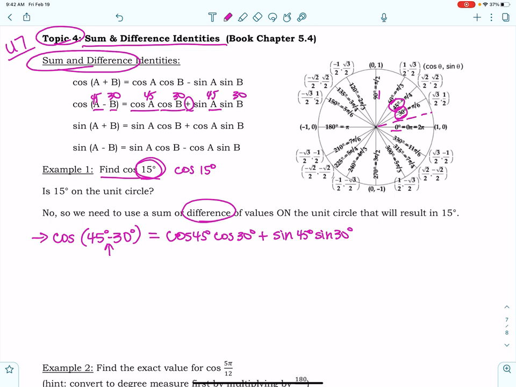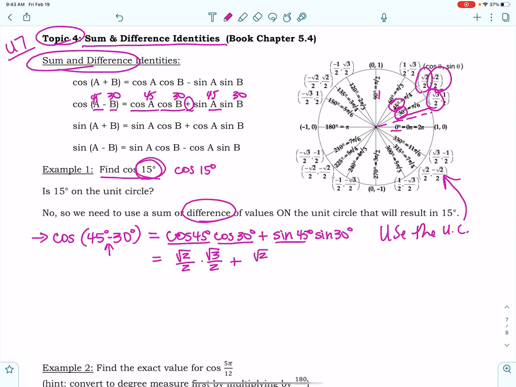Now what I have to do is use the unit circle to replace cosine 45 with its value in the ordered pair. So at cosine 45 degrees, that's going to be radical 2 over 2. So I'm replacing this with radical 2 over 2. I'm replacing cosine 30 with this value, radical 3 over 2, plus sine 45, which is radical 2 over 2, times sine 30, which is 1/2. So now I'm just going to multiply these.